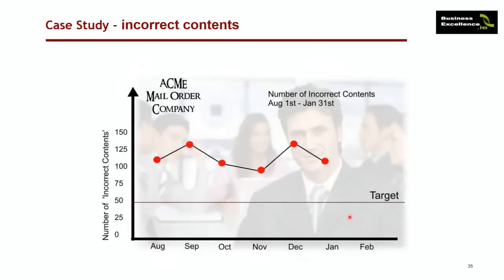So what we've done is we've redefined our problem statement, and what we're now focusing in on is just the number of incorrect contents over the same period. So we can see between August and January, we are currently achieving somewhere between 100 to 150 complaints specifically for incorrect contents in any given month, against a target of 50. Whether the target of 50 is appropriate or not at this stage is not something of our concern. Later on, we may come back and revisit whether we need to reduce the target.